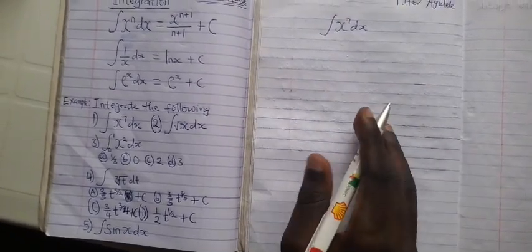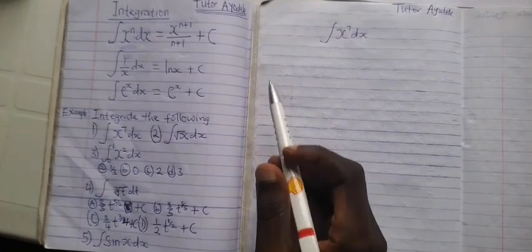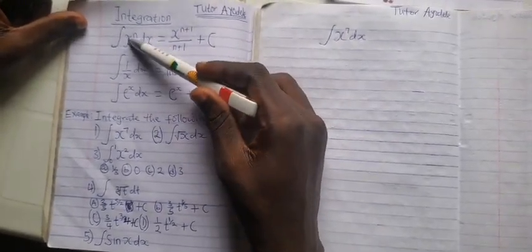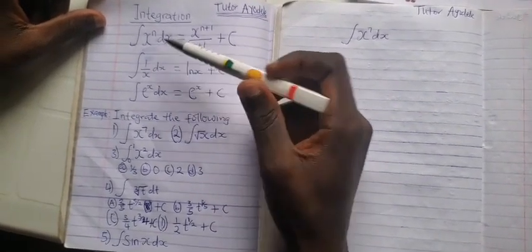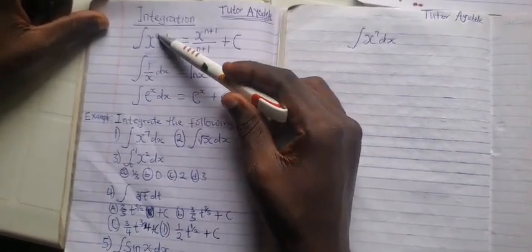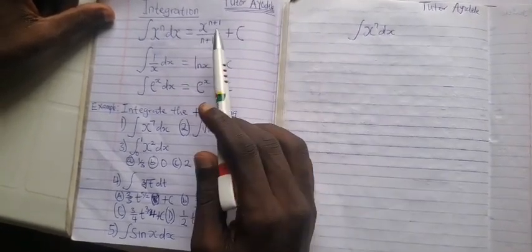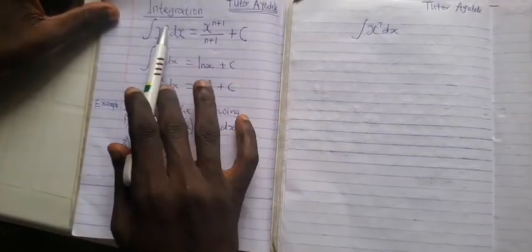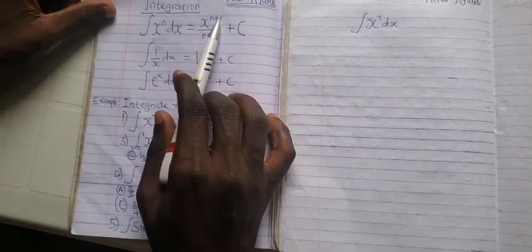So today, let's look at this integration. In integrations, if you are asked to integrate x raised to the power of n with respect to x, while integrating, you add 1 to the power. You know, in differentiation, you subtract 1 from the power, while in integration, you add 1 to the power. And so that was what I did here.